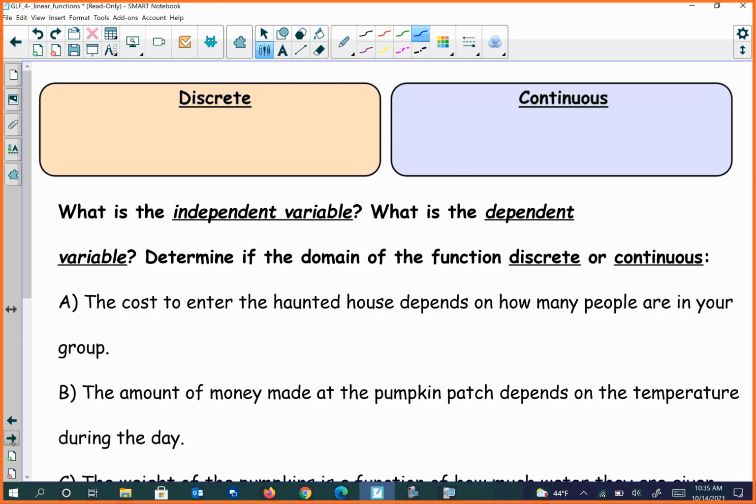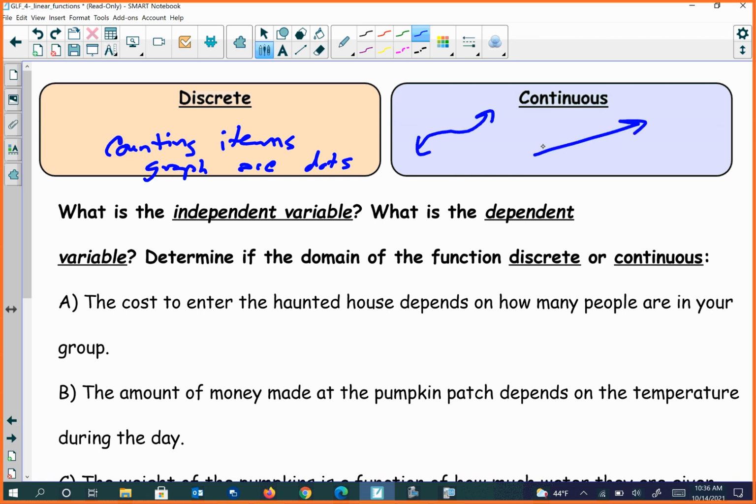All right. So discrete versus continuous. We've talked about discrete and continuous. Discrete is like you're counting items. The graph are dots or points. Continuous means it would be a smooth type of line. Continuous means you would include everything on it. The independent variable would be the x value, which we would call the domain. The dependent would be the y value, which we would call the range.